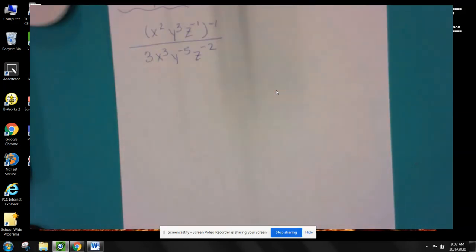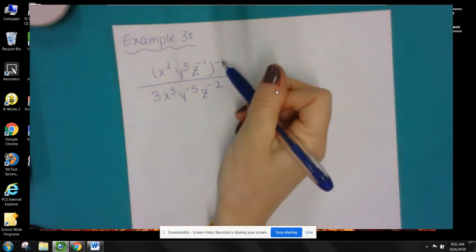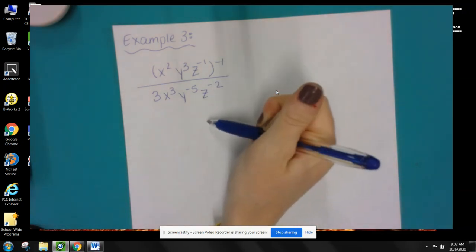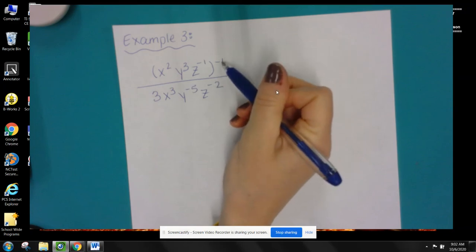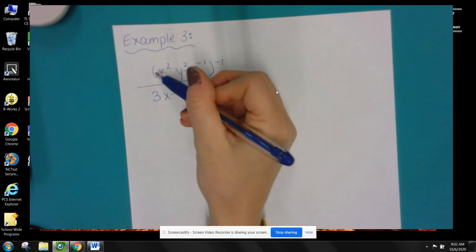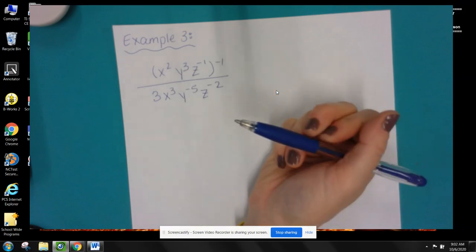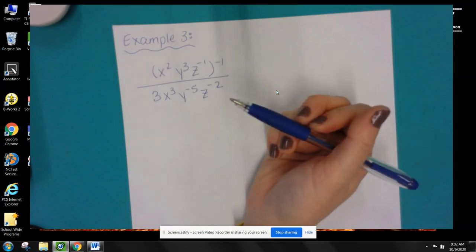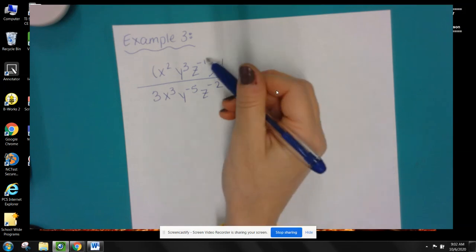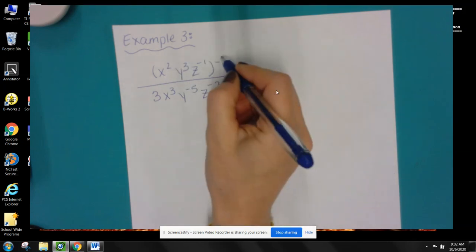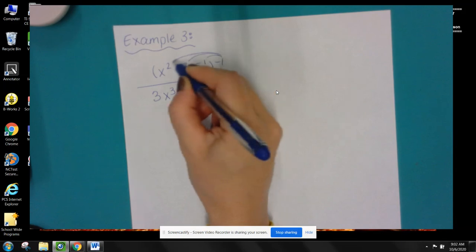All right, last example, example number 3. Now you could choose to go about this a variety of different ways. You could move this whole set of parentheses down to the bottom since it has this extra negative exponent. You could distribute that negative exponent first and then move stuff around. It's totally up to you. I'm going to distribute the negative exponent first and then deal with what I have to move.